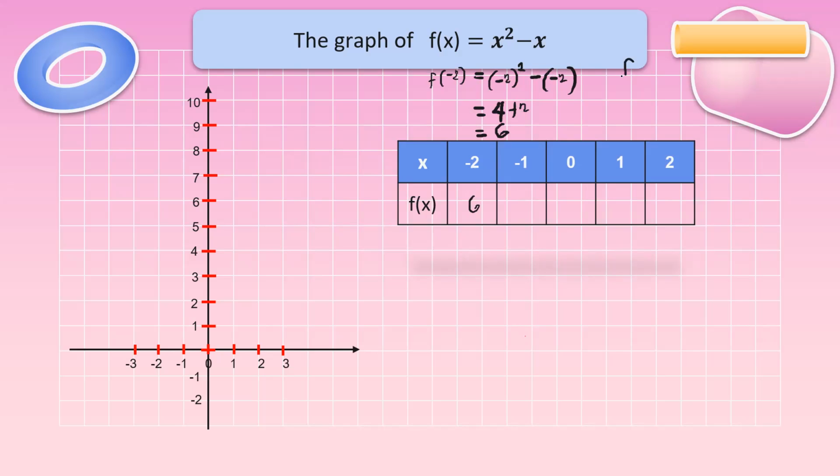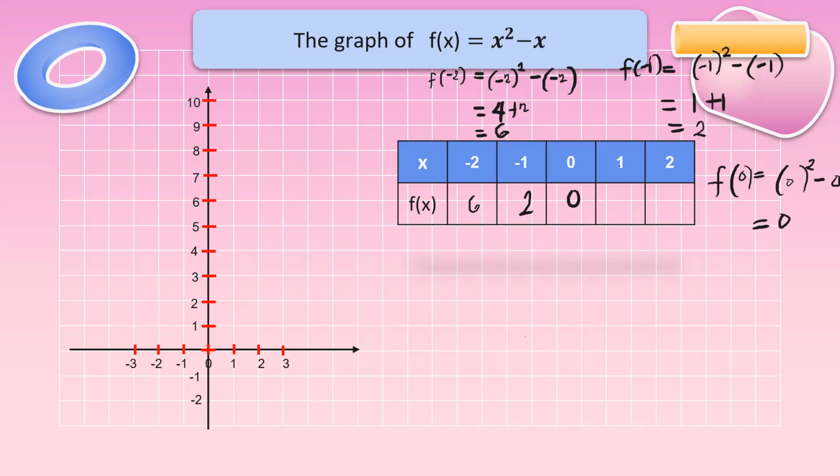Next is f of negative 1. So what is our f of negative 1? Negative 1 to the power of 2 minus negative 1. Negative 1 to the power of 2 is 1. Negative times negative is positive, so positive 1. So 1 plus 1 is 2. Next, f of 0. So 0 to the power of 2 minus 0 is equal to 0.